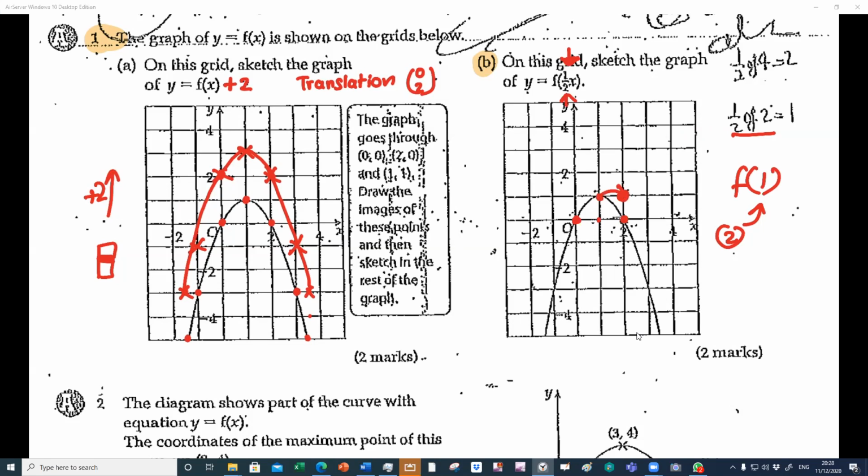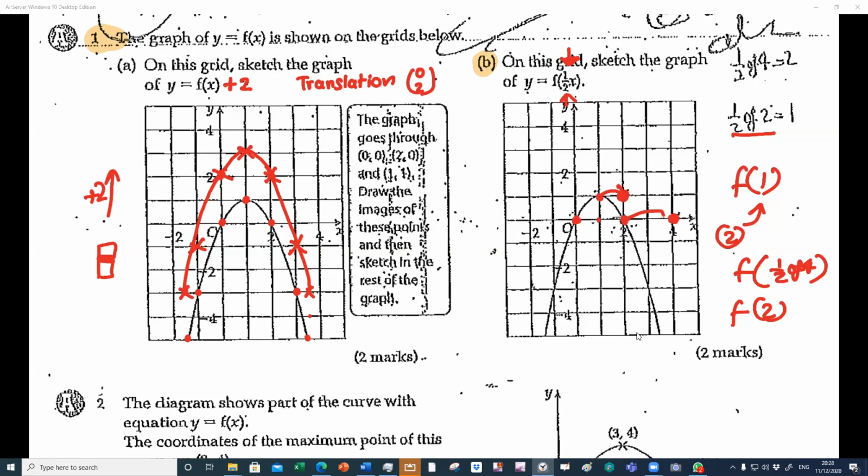Now, let's put 4 in there. For example, f of 4: what's half of 4? 2. So you're actually working out f of 2 at the position of 4. So this one here goes to there. So we are actually stretching it out.